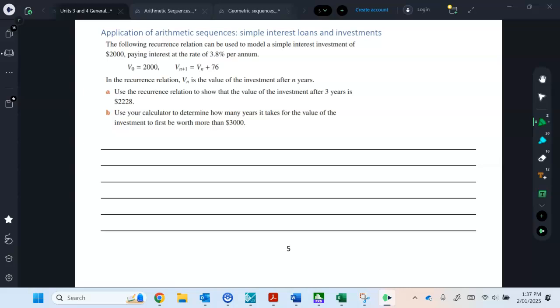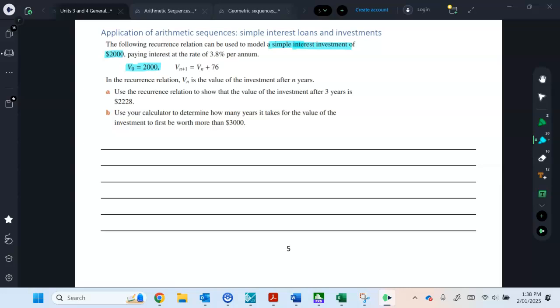Okay, let's get stuck into some questions. The following recurrence relation can be used to model a simple interest investment of $2,000, paying interest at a rate of 3.8% per annum. Here we've got a recurrence relation. You should be familiar with recurrence relations by now. Our starting value, remember, is always V0, or it could be a different letter, but in this case it's V. So we're starting off with $2,000. It also tells us that in the question, which is very nice.